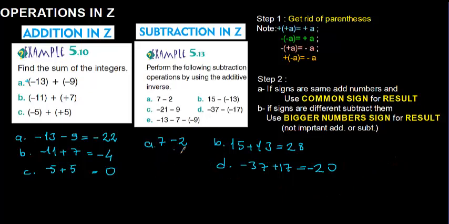Here 7 minus 2, actually the same operation, because here we have plus 7 and minus 2, and the operation is subtraction again. 7 minus 2 is equal to 5, and the sign of the bigger number 7 is plus, and here I'm going to write plus 5. But you know, if the result is positive, there's no need to write the plus sign.